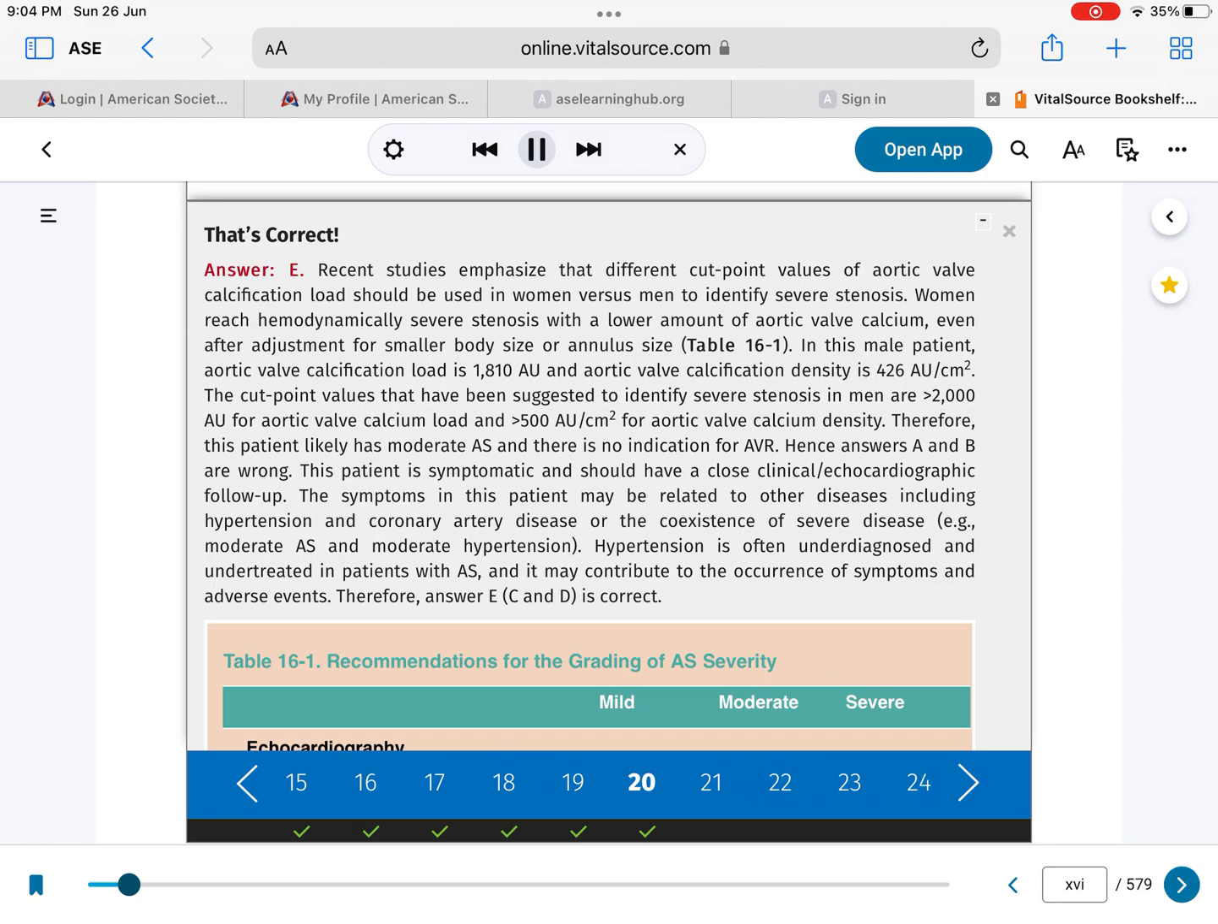The patient underwent an MDCT without contrast to assess aortic valve calcification. Figure 16.8. The aortic valve calcification score is 1810 AU. Your recommendation is: A. Patient has severe AS and should be referred for AVR. B. Patient has severe AS but gradient is less than 40 mmHg. A medical and echocardiographic follow-up should be planned in 6 months. C. Patient has moderate AS and should have clinical and echocardiographic follow-up in 1 year. D. Patient has moderate AS and other potential causes of symptoms should be investigated and treated. E. C and D. Figure 16.8: multi-detector computed tomography showing aortic valve calcification.